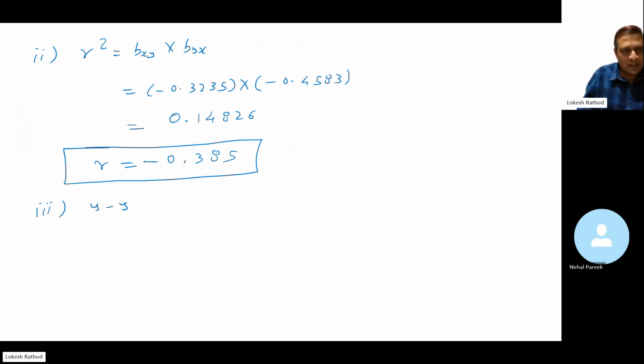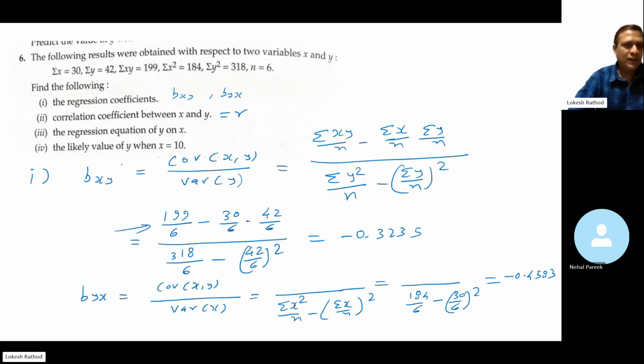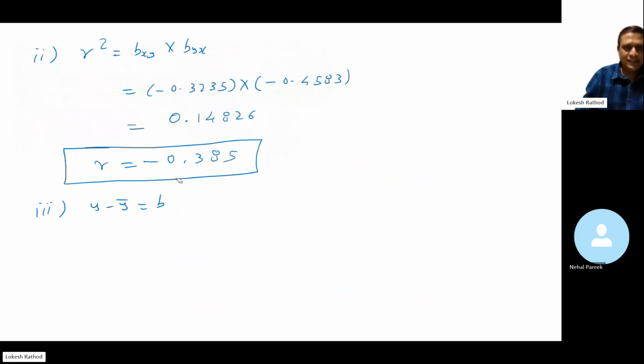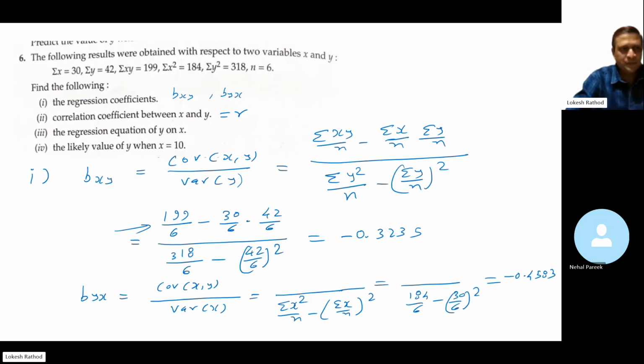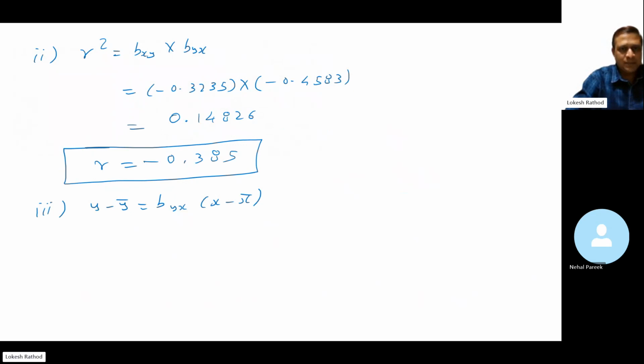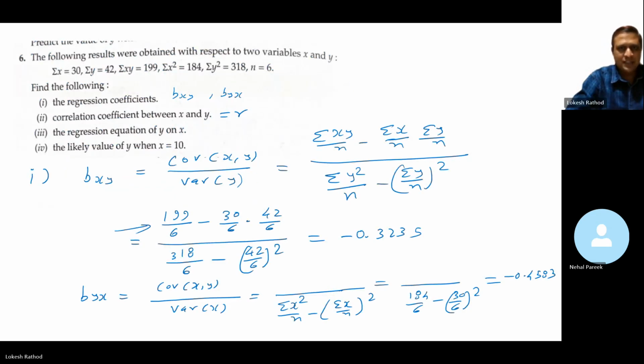We have y minus y bar is equal to b regression y on x. So b yx, times x minus x bar. Correct. So b yx we have already found, and x bar and y bar you have also found over here, right? This is x bar, this is y bar. So what's the equation?